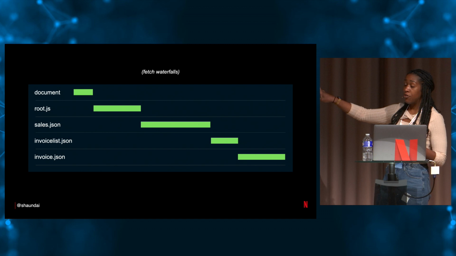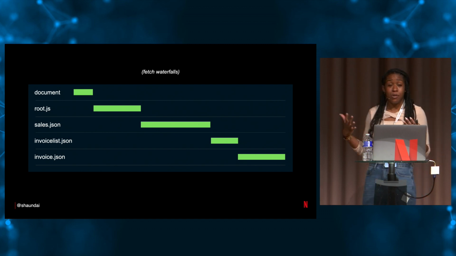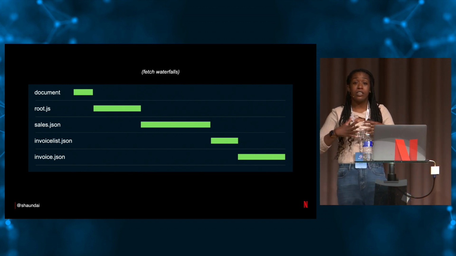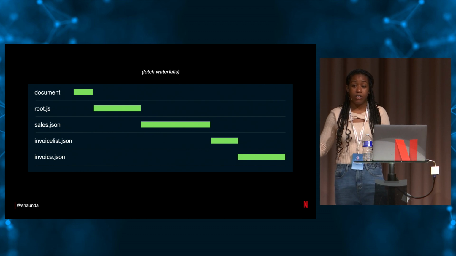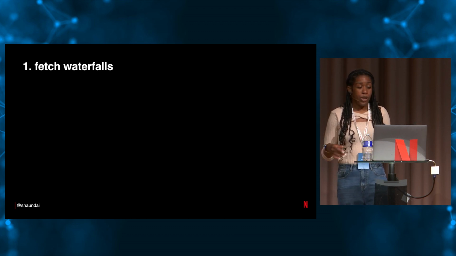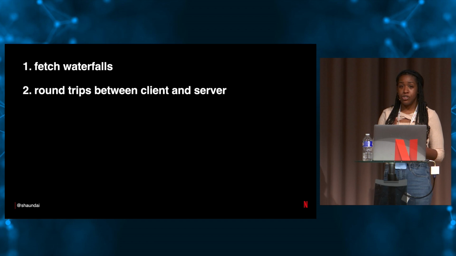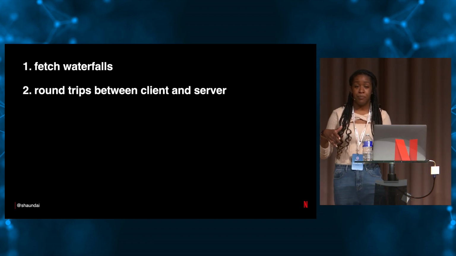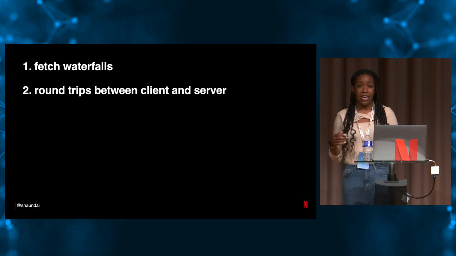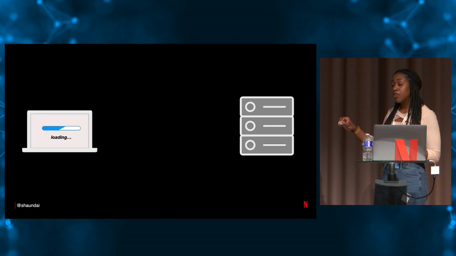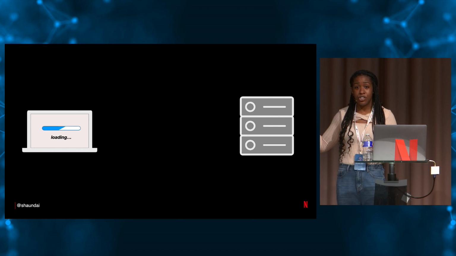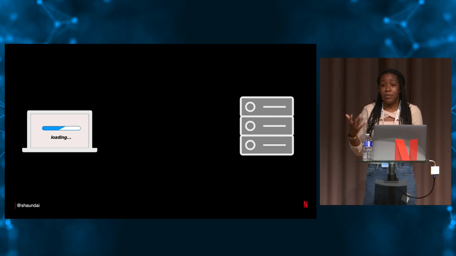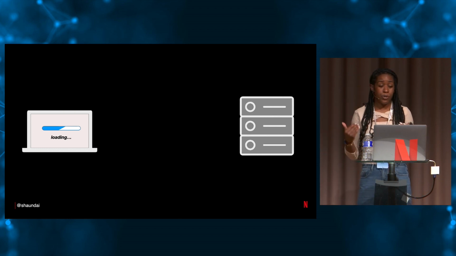Like the sales component, for example. It acts as a bottleneck for the other components and elongates the process all together. We have a second issue, and this issue stems from the fact that we have to do round trips between client and server. And the reason this is the case is because in order for the server to understand what it needs to fetch, the client needs to be able to tell it what data is going to be shown in the DOM.